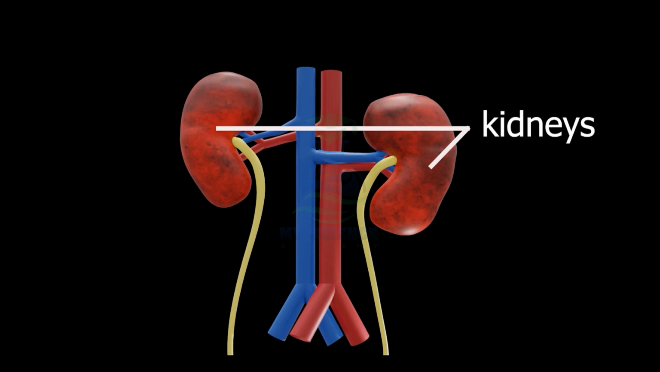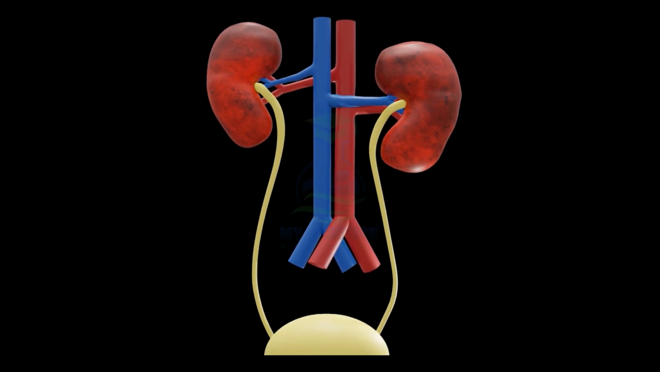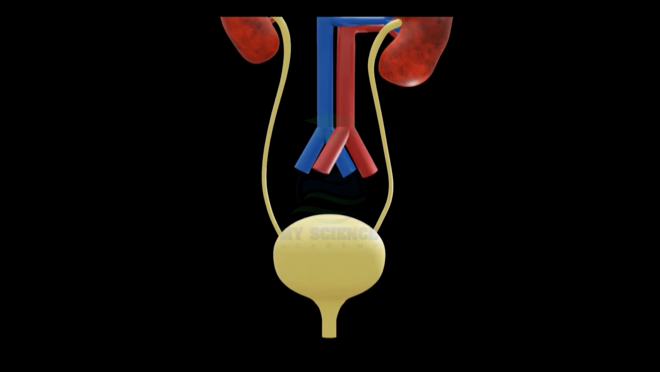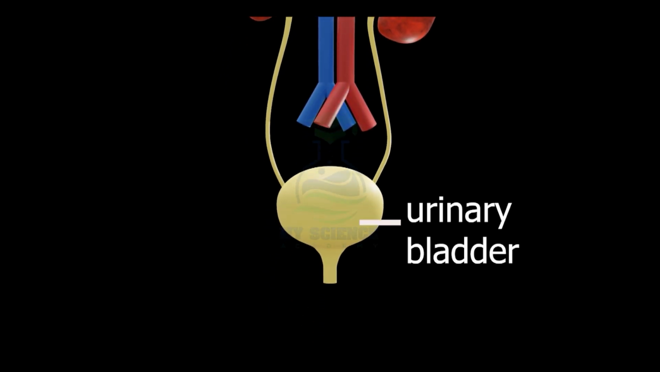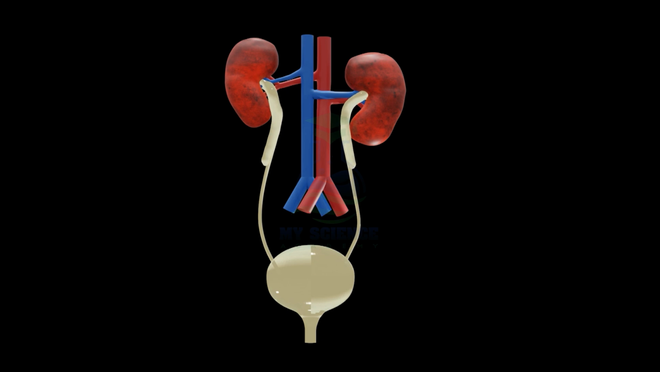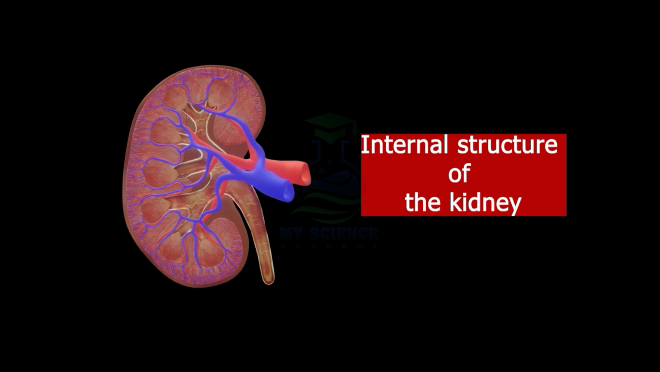Each kidney is connected with the help of muscular tubes called ureters to a sac-like structure known as the urinary bladder. This urinary bladder is connected with the external urethral orifice with the help of the urethra. Urine is transported from the kidneys with the help of the ureter to the urinary bladder, and it exits the body through the urethra. Next I am going to discuss the external structure of the kidney, the complete internal structure or anatomy of the kidney, and finally the structure and function of the nephron.